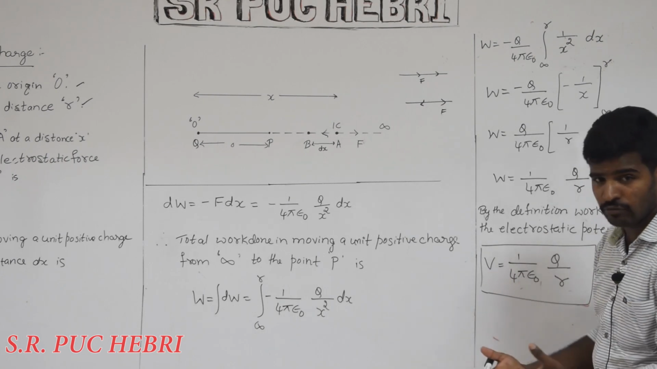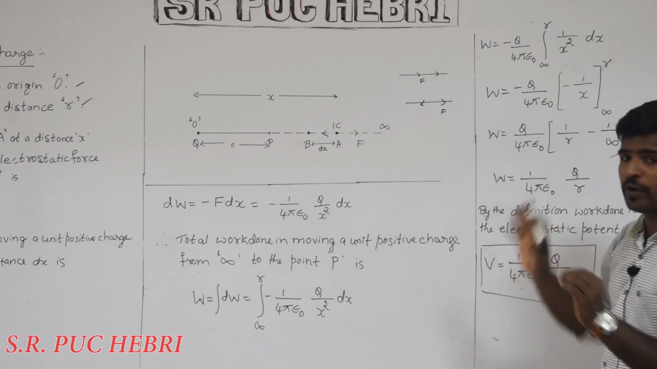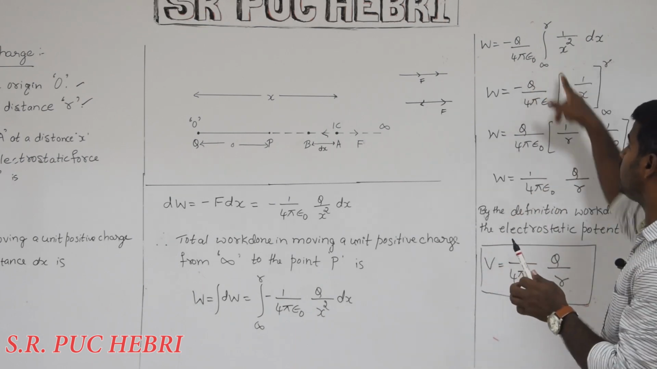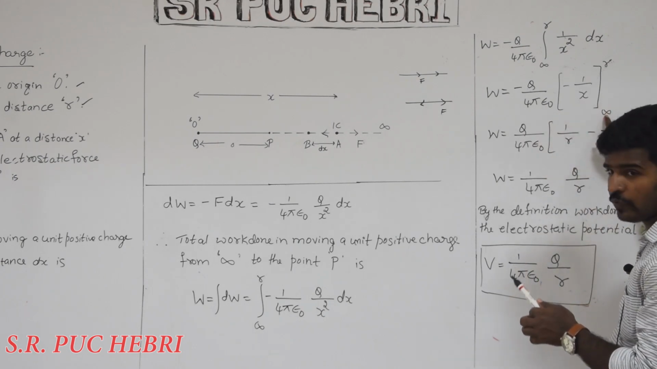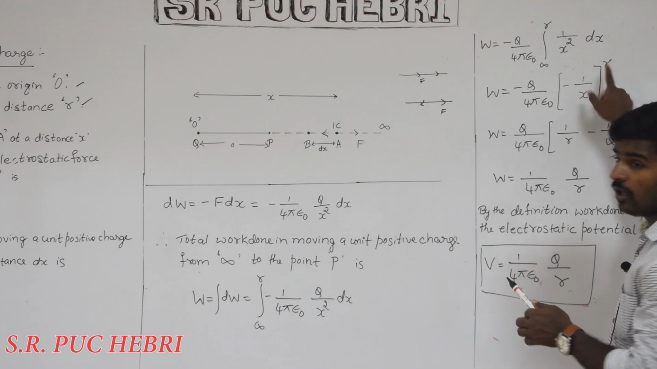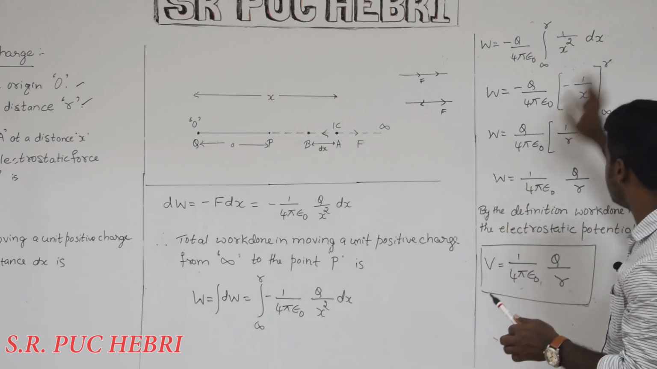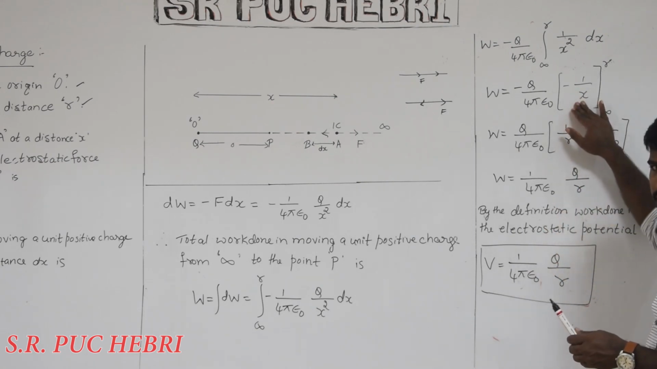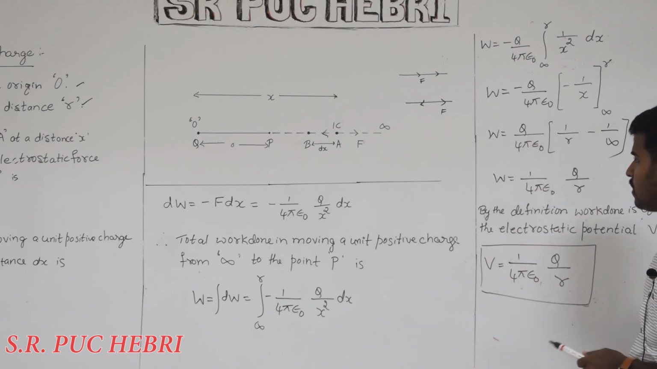After integrating, the expression is written in terms of a square bracket. Once a function is integrated, the integration symbol is not used again. The lower limit will be infinity and the upper limit will be r, so upper limit minus lower limit. Here x is the variable, so we substitute the upper limit and lower limit.